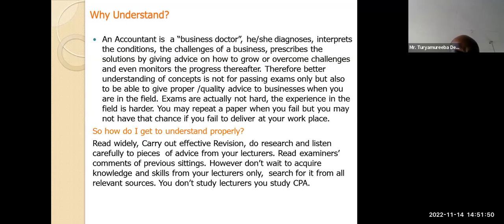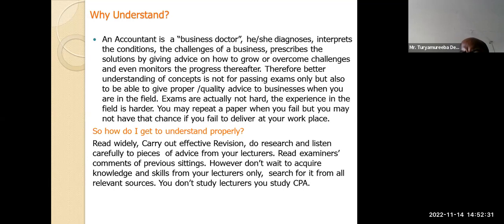Exams are actually not hard. The experience in the field is harder. You may repeat a paper when you fail it, but you cannot have the chance if you fail to deliver at your workplace. So how do I get to understand properly is what I want my dear participants to know. One, read widely. Carry out effective revision. When I say read widely, some people want to look at the lecturer as the only source. They want to look at the CPA book as the only source. Please use more books, use other sources of information and discover.